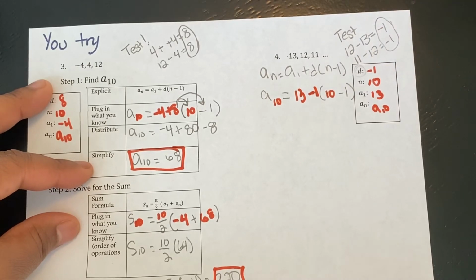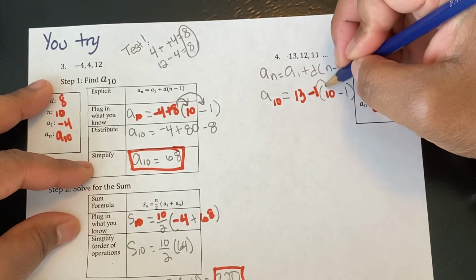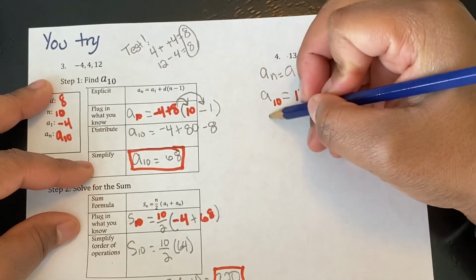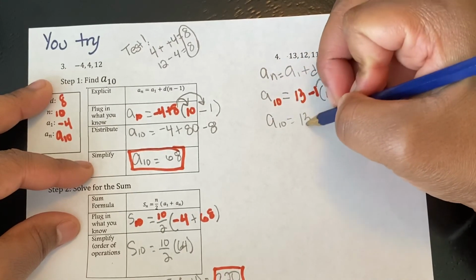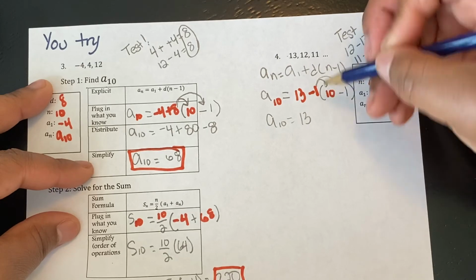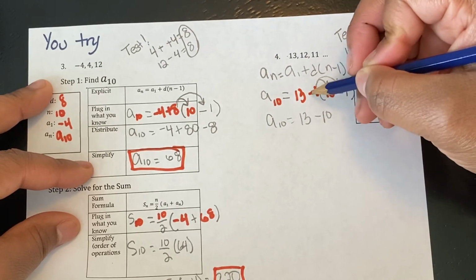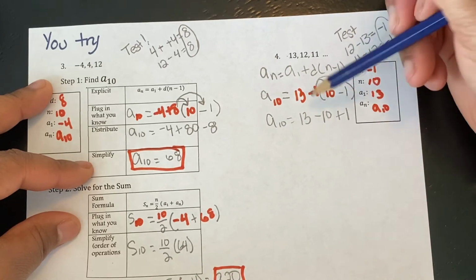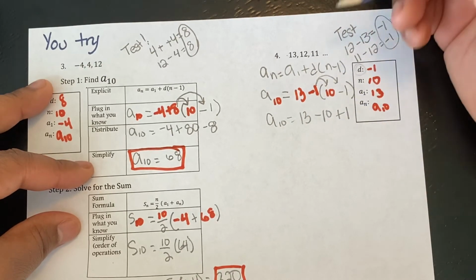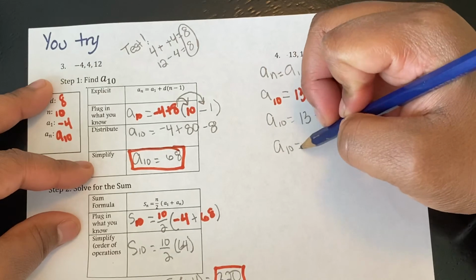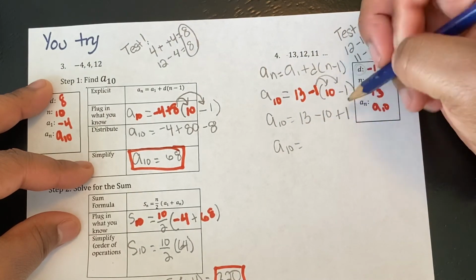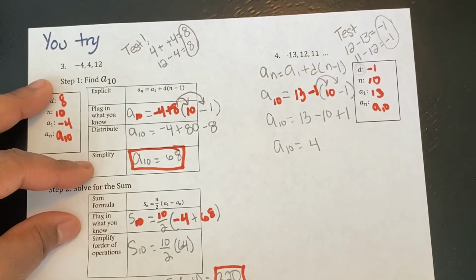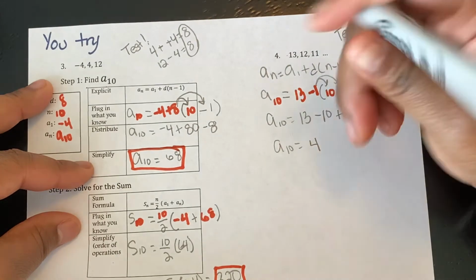Now let's do our distribution. So a sub 10 equals 13. -1 times 10 is -10. And then -1 times -1 is +1. So I have 13 minus 10 plus 1. So that means a sub 10 is going to equal 13 minus 10 is 3 plus 1 is 4. A sub 10 is 4.